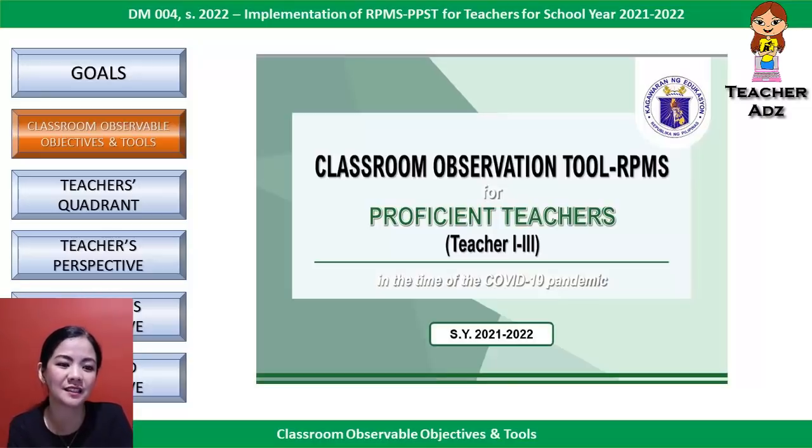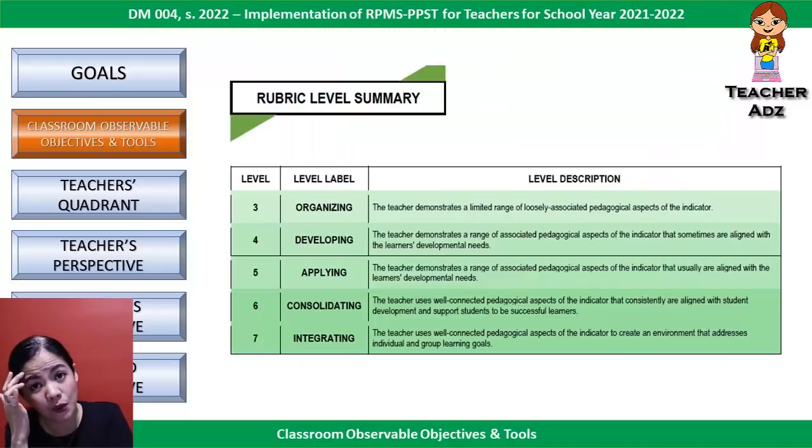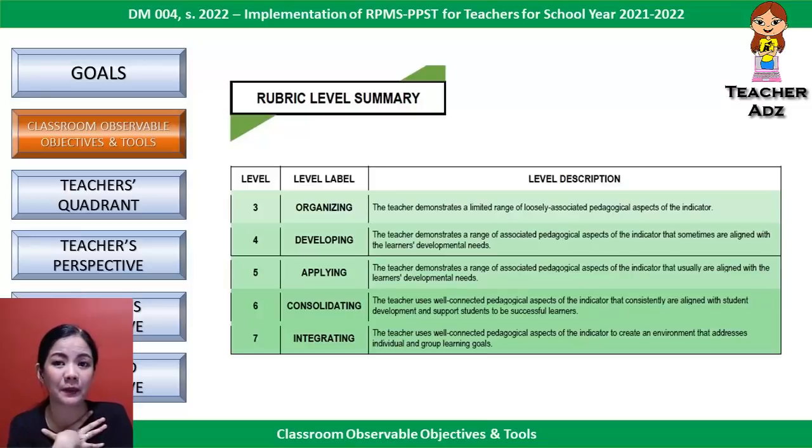Why? What are its contents? Kasi po, nakalagay po dito ay yung rubric level summary. So, nandito po yung mga expected or expectations for teachers using the Proficient Teachers tool. So, we are expected to be performing at level 3 to level 7. Nagre-range dyan sa ating rubric levels na yan.